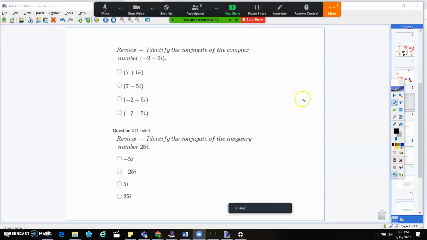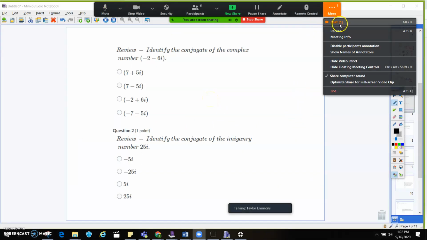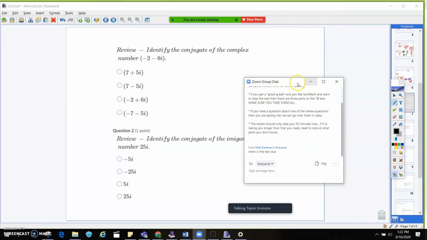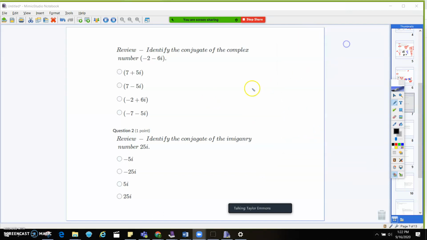Okay, if we're going to identify the conjugate, we're going to change the sign of our imaginary number. So that's going to be -2 plus 6i, which is going to be this one.